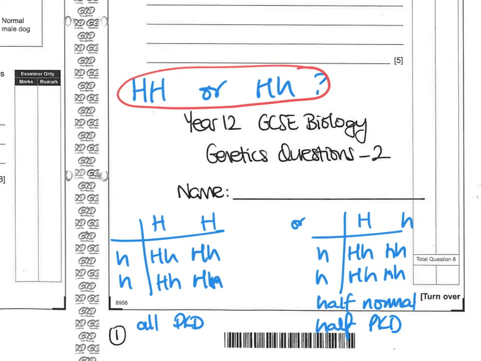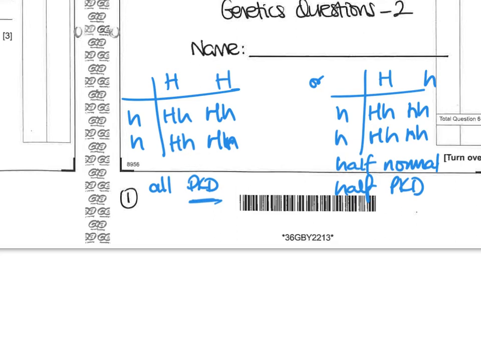And then you need to say if all the offspring have the condition or have PKD, Willow must be big H big H. If you get any normal, or if you get half of them being normal, Willow must be big H, little h, or heterozygous. Okay, anybody get 5 out of 5 there? Good. Now that's one of the most difficult genetics questions. Anybody want me to explain anything or to go through anything there?